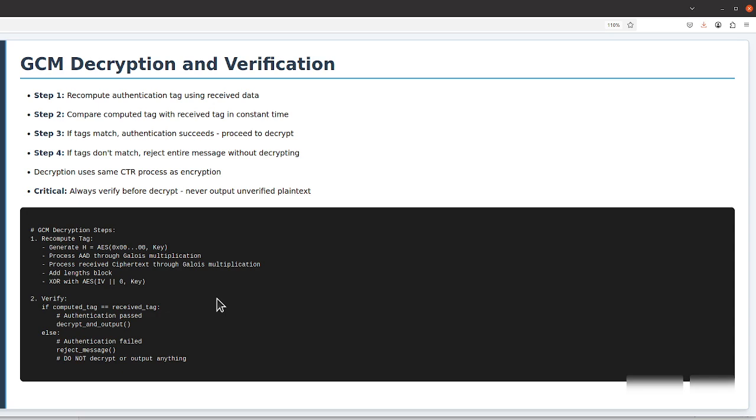The critical security principle is: verify first, decrypt second. Never output or use plaintext if authentication fails. An authentication failure means someone has tampered with the data, and you must reject the entire message. Some implementations make the mistake of decrypting first and checking authentication later, which can lead to security vulnerabilities.